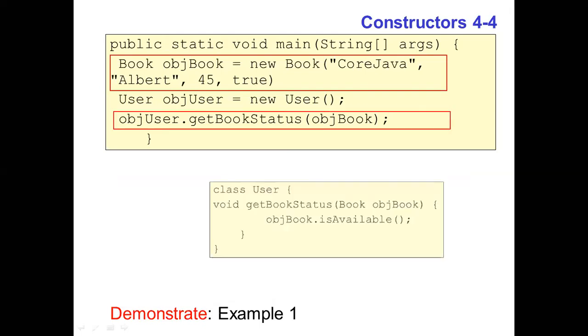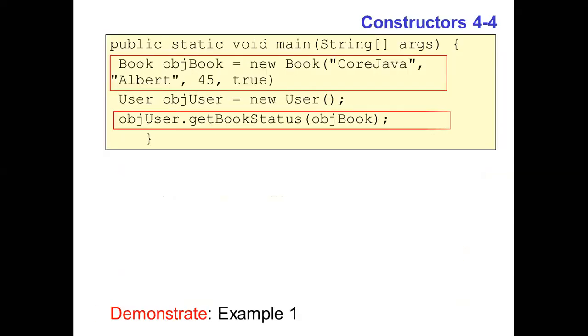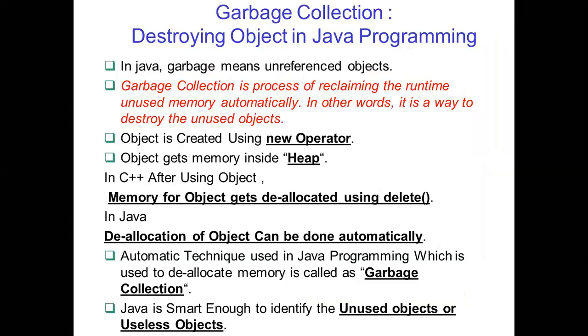See object or get user book status. Now it's defining class user, void get book status, obj book dot is available. It's showing in the program, as in the previous one, whether it is available or not. You are seeing that in the previous class. That one is actually there in the previous slide. I will send those slides. Once after finishing the session, I will send the PPT.